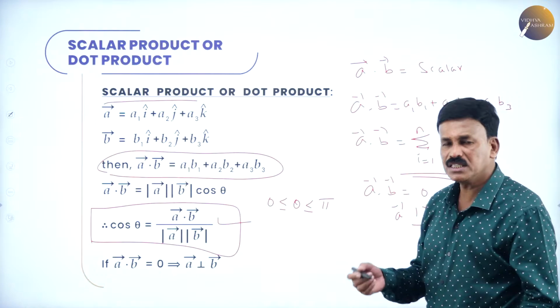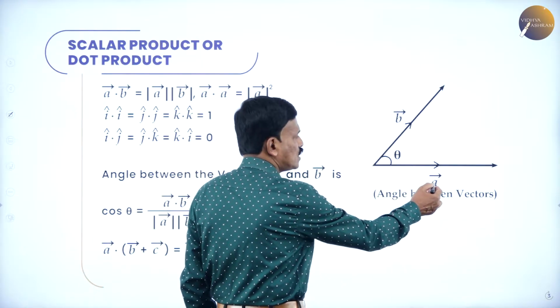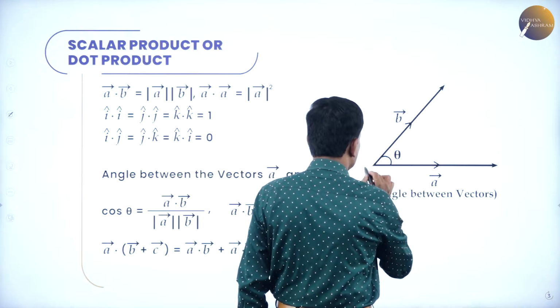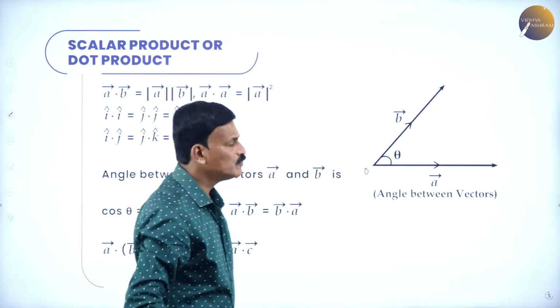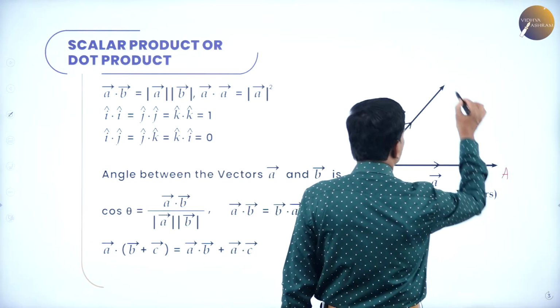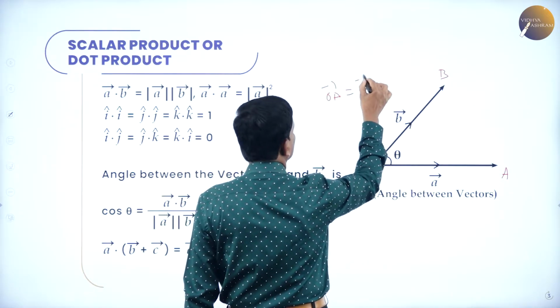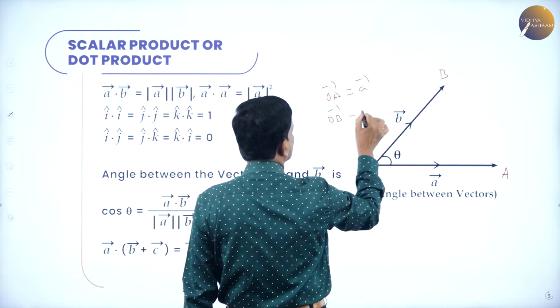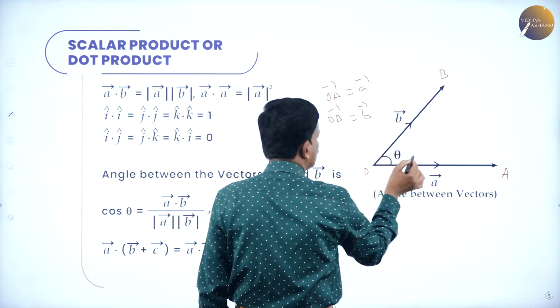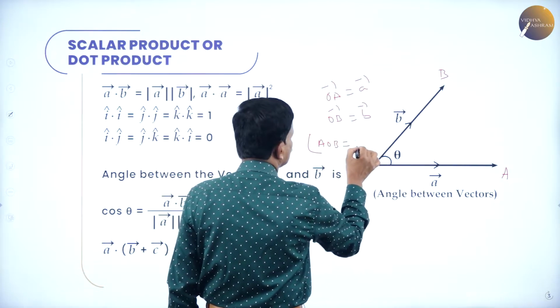Now I will represent it in a geometrical form. Suppose A is the vector in this direction, and O is the initial point. So vector OA is equal to vector A and vector OB is equal to vector B. If theta is the angle between the vectors, angle AOB is equal to theta.